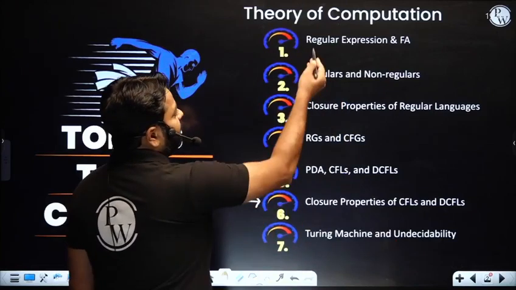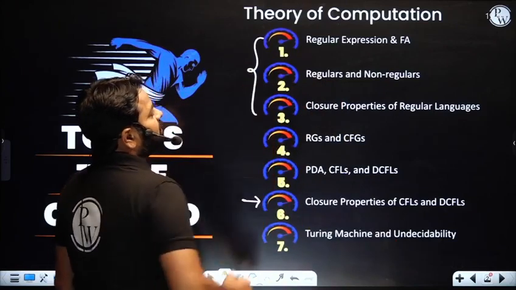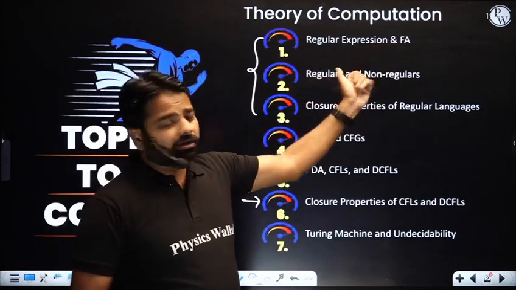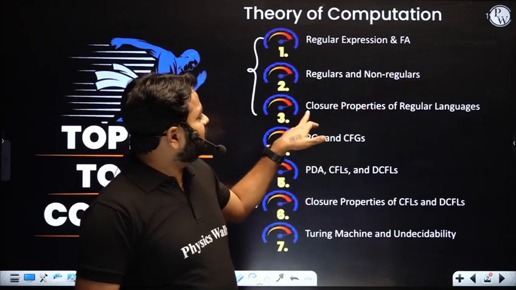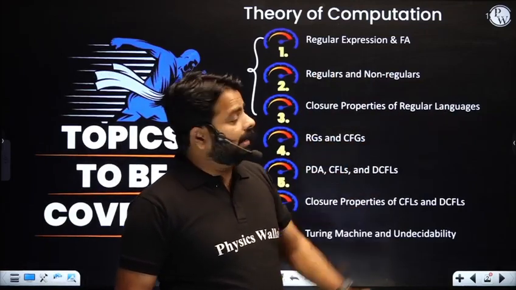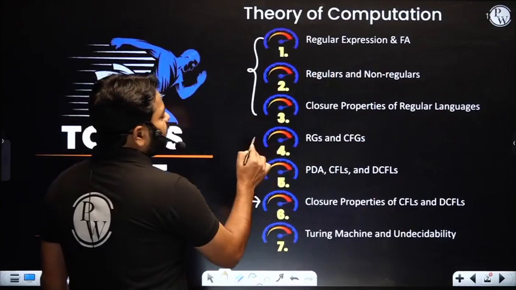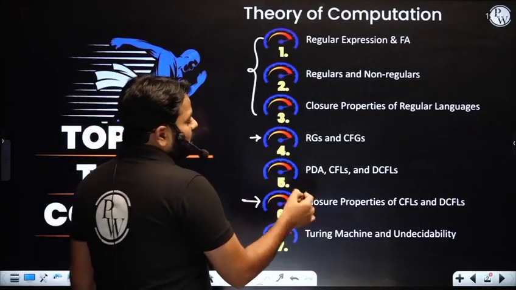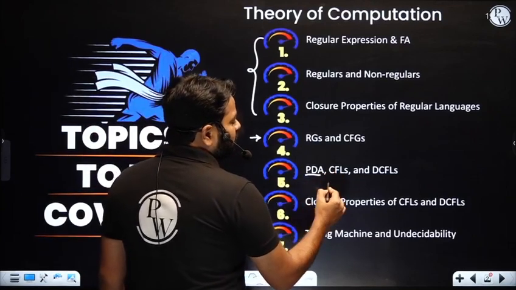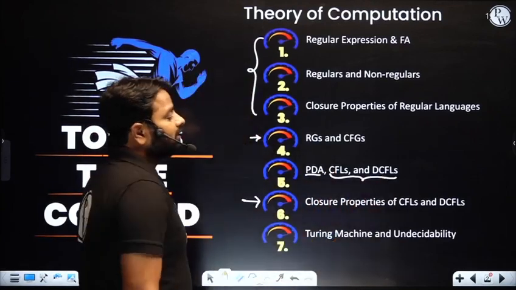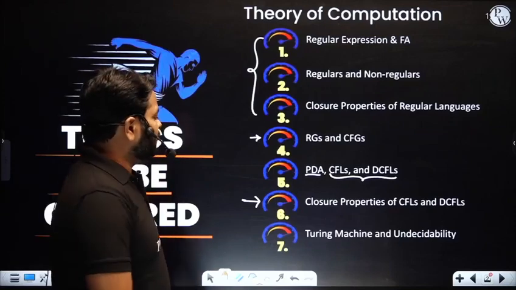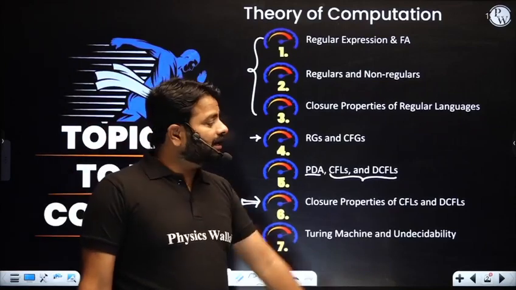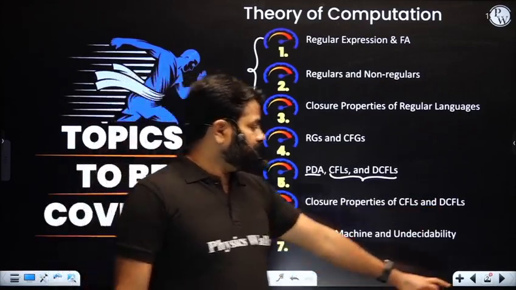Before this, we have learned regular languages, regular expressions and finite automata, also how to identify regulars and non-regulars, and the closure properties of regular languages. We have also seen a special topic, grammars: regular grammars and context-free grammars. Before this, we have seen how to construct the PDA and also how to identify CFLs and DCFLs. So let's begin the closure properties of CFLs as well as DCFLs.